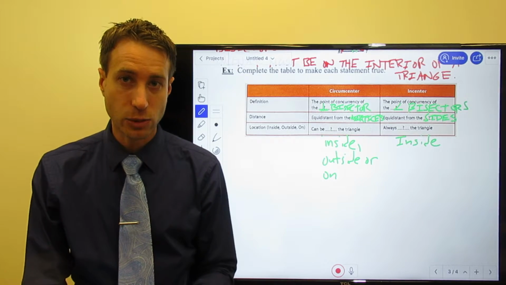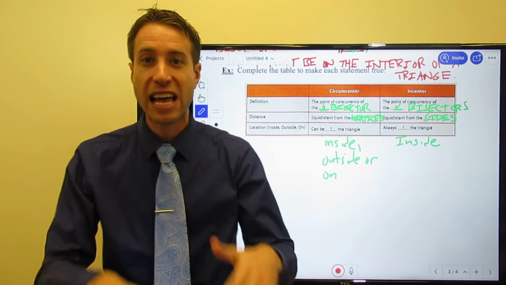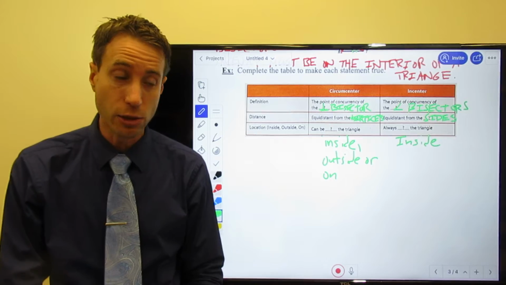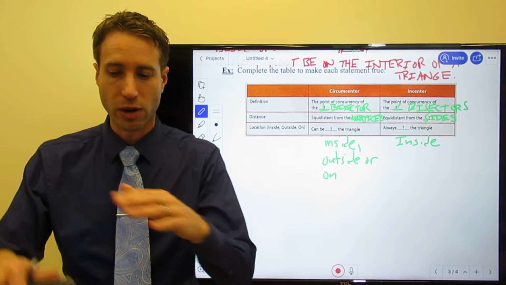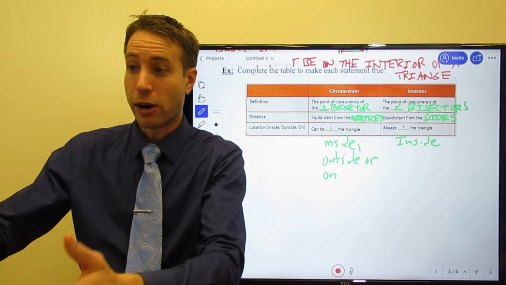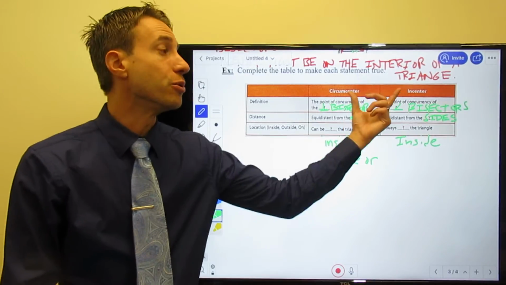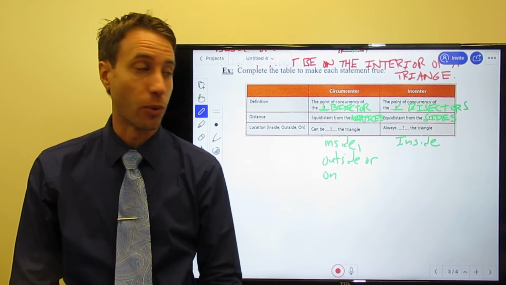Again, I'll say it again. If you're taking this class with me, I do expect you to know this information and to be able to keep it straight, the differences between the two. I absolutely will ask you questions like this on a test. What are the definitions of these terms? Where can they be? Where can they not be? What are they equidistant from? You need to get all of this information straight and be able to know it.